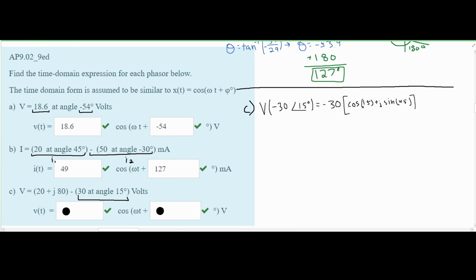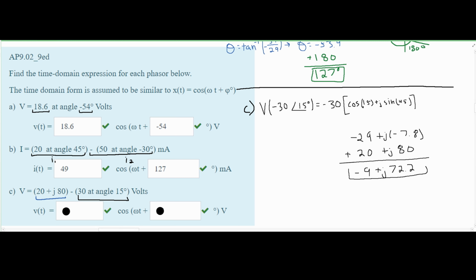And if we do this, we are going to get approximately negative 29 plus j times negative 7.8. Now we can add this to this value right here, our 20 plus j80. If we do that, we're going to get approximately negative 9 plus j times 72.2, and this is going to be our equation.